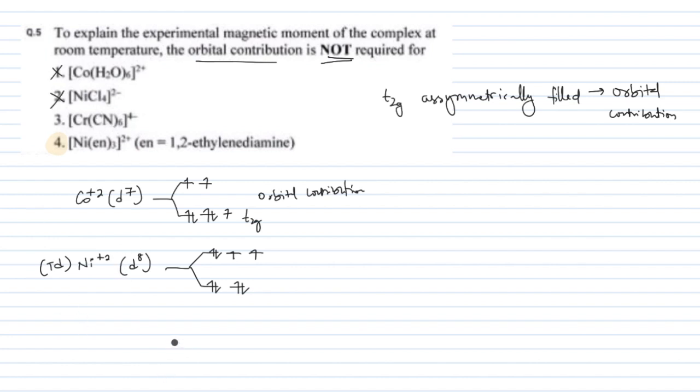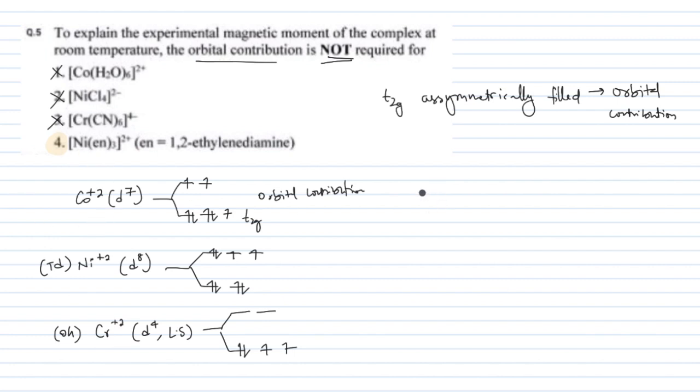Looking at option number 3, here you have chromium in +2 oxidation state, and it's an octahedral species, and chromium is actually d4, right? One more thing here is that the chromium complex right now is low spin because of the presence of a strong field ligand. So if you fill it, d4 will be filled like this, 1, 2, 3 and 4. Again you will see that it is asymmetrically filled, so orbital contribution will be there.